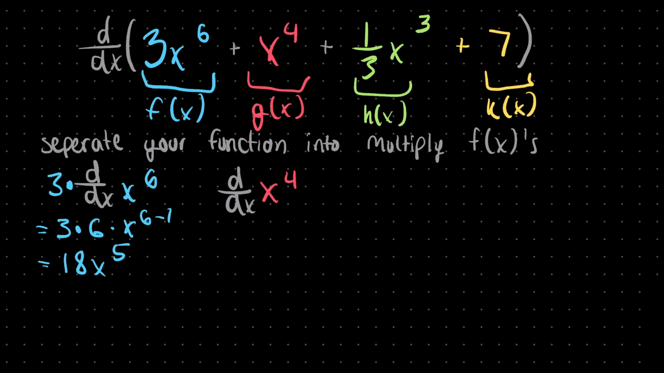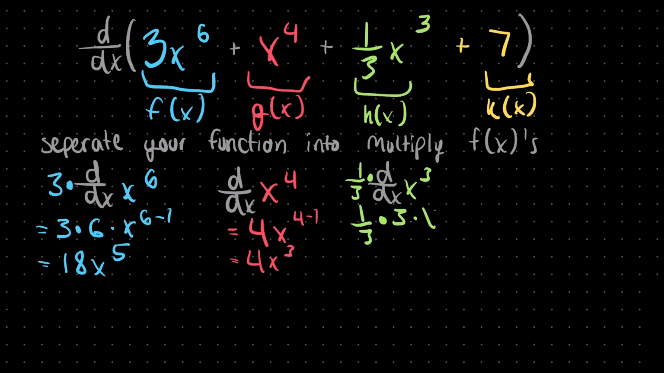Then d/dx of x to the 4th, which would give us 4 times x to the 3rd. We would do a very similar thing to the first example, pulling out the 1/3, and then taking the derivative of x to the 3rd. We would get 1/3 times 3 times x squared, or just x squared once we simplify.